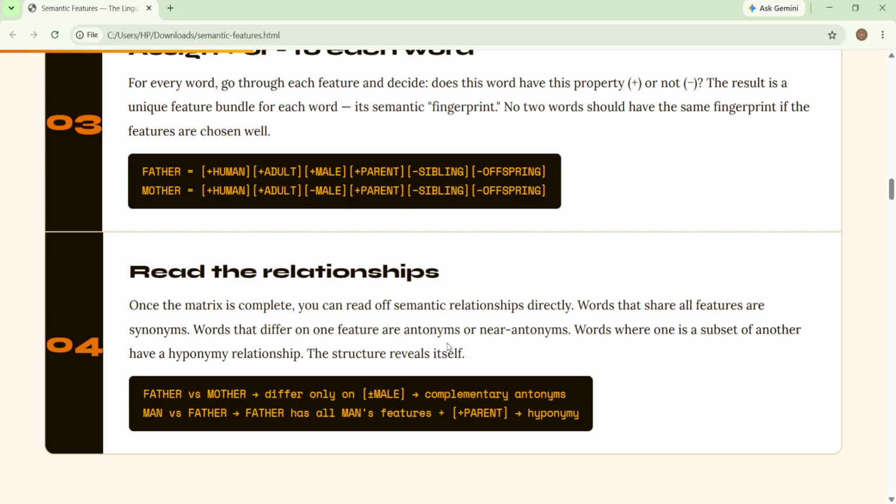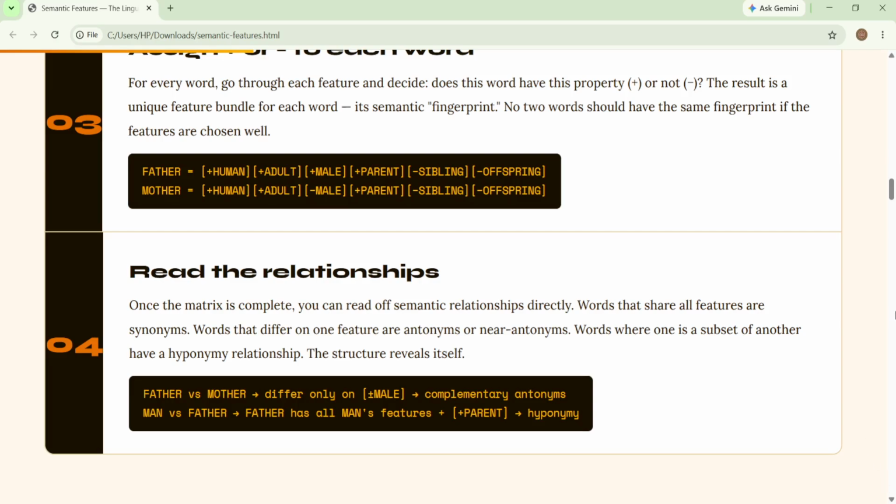The structure reveals itself. So father versus mother differ only on male, so they are complementary antonyms. Whereas man versus father, father has all of man's features plus parent, so that is hyponymy. So that's how the lexical relations are decided based on componential analysis. We will be discussing lexical relations clearly in later videos.